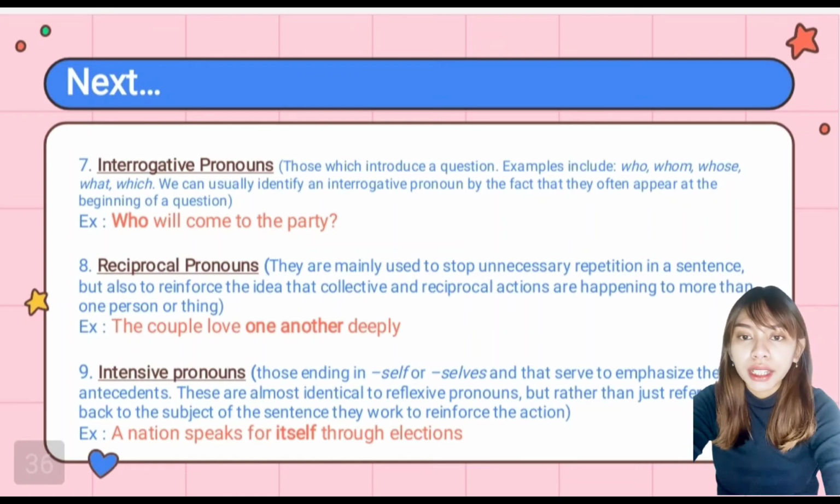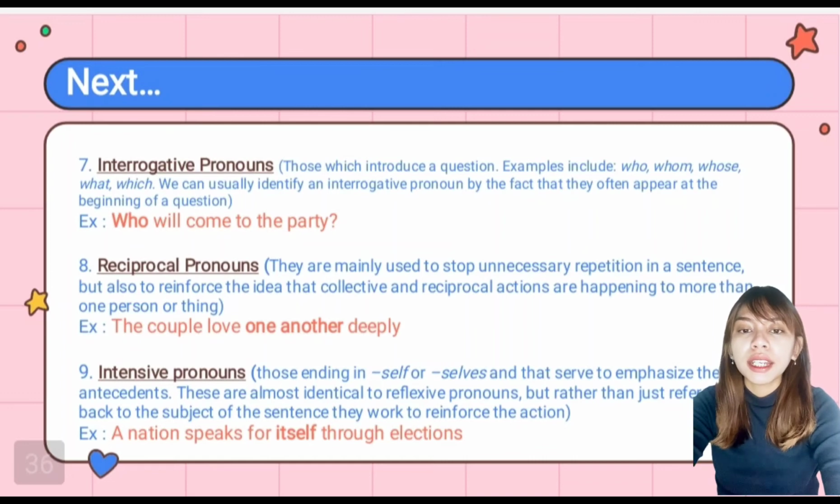Next, and the last one, it is intensive pronouns. The intensive pronoun ends in self or selves. And the example is: a nation speaks for itself through election. So this pronoun, for itself, it explains the word speak, and the sentence, that it's actually something that works.